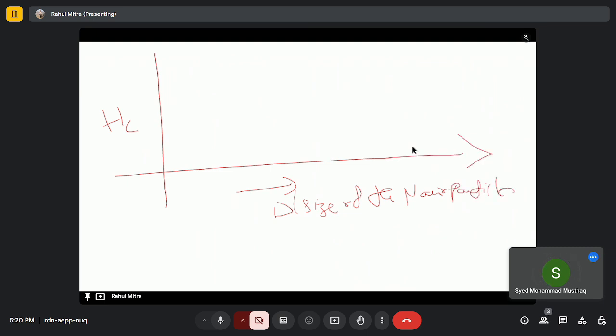Right? The size of the nanoparticle. So it actually looks like this. And there is some critical size up to which the coercivity increases, and after that it decreases. You can call it the size of the domain. Rather than the size of the nanoparticle, I can call it the size of the domain, or the size of the material, which is probably a better way of explaining it.